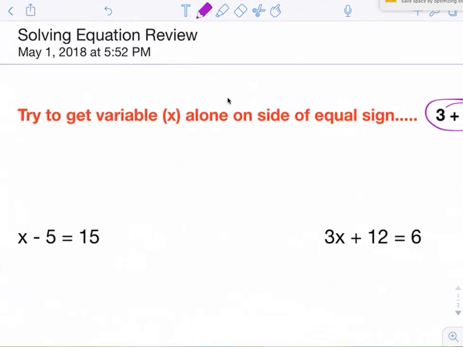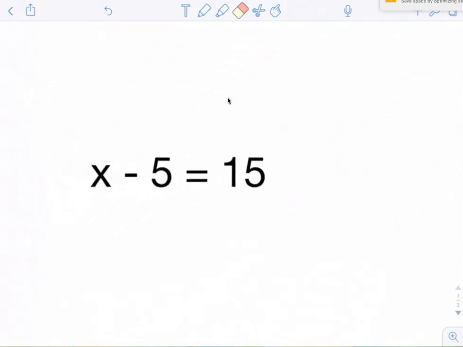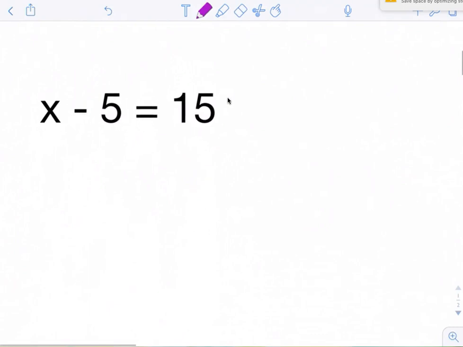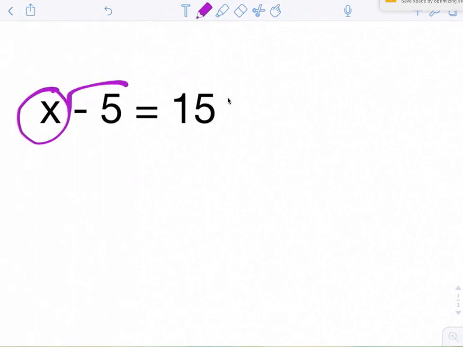So if we go over here and we see x minus 5 equals 15, we have to get this x alone on this side of the equal sign. So we've got to get rid of this negative 5. How do we get rid of that negative 5? Well, we have to do the opposite.